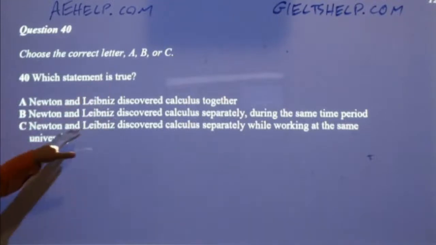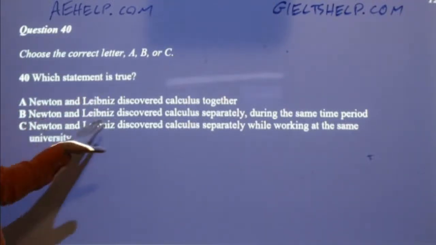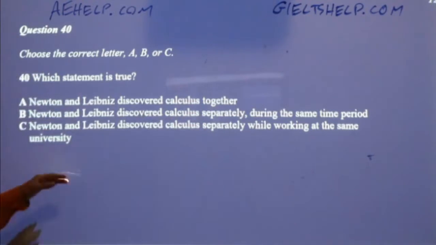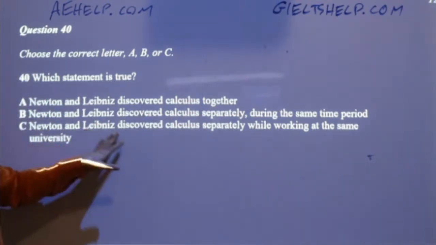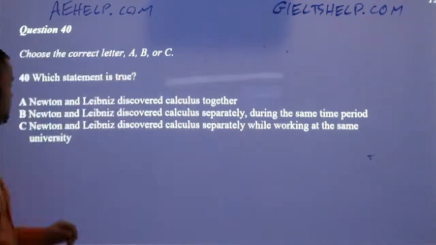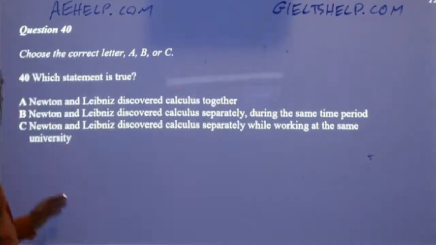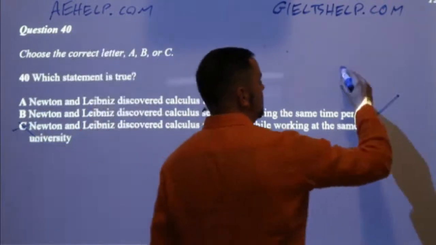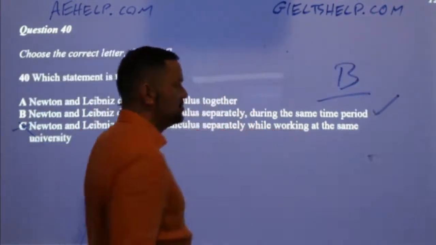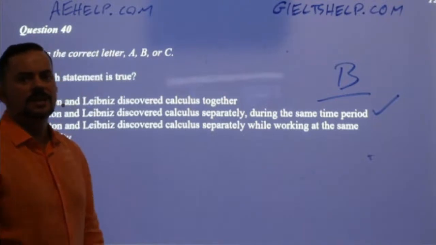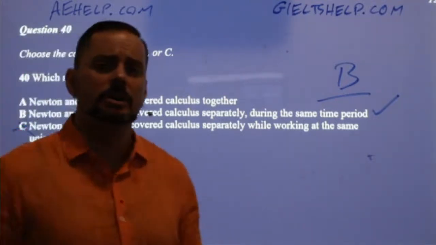Which statement is true? A. Newton and Leibniz discovered calculus together. B. Newton and Leibniz discovered calculus separately during the same time. C. Newton and Leibniz discovered calculus separately while working at the same university. That one really seems funny. Let's take that out. The correct answer is B. Very good for all those students who are choosing B. In the answer sheet, you put B and you get it correct. Use the capital letter. That's fantastic. Great job. Very good focus for a lot of students.